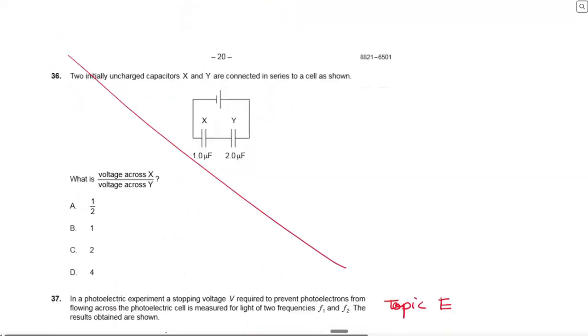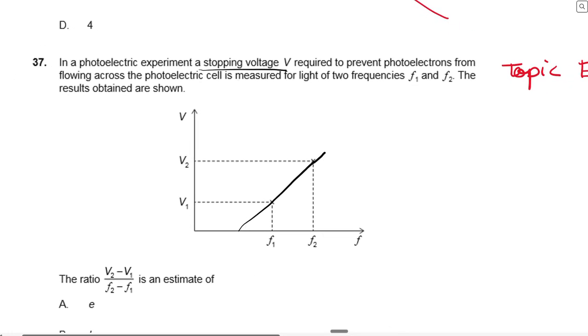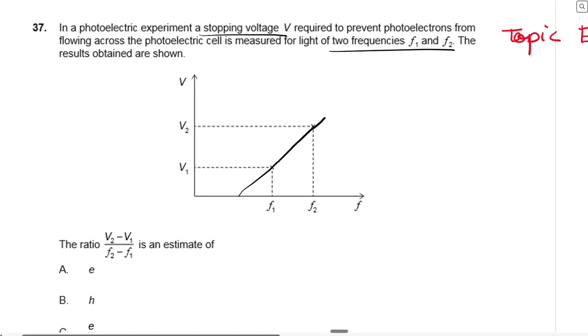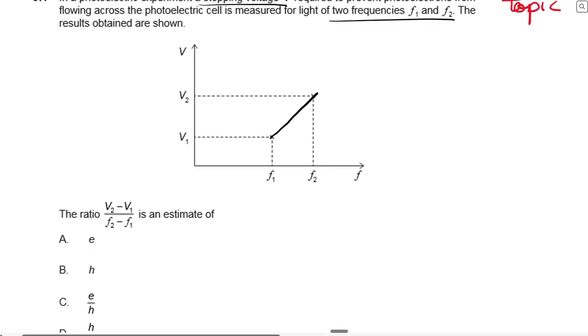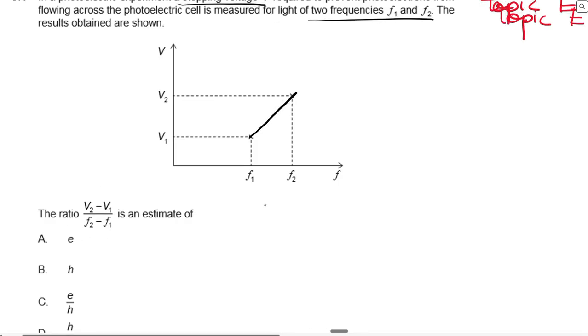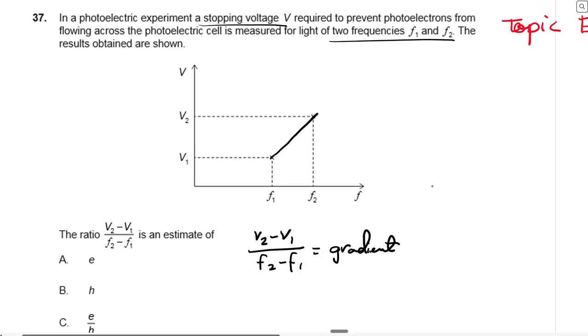We have one here. In the photoelectric experiment, the stopping voltage V required to prevent photoelectrons from flowing across the photoelectric cell is measured for 2 frequencies. Okay, the results are obtained, and I drew this line so we can see our gradient. The ratio is an estimate. So this is the gradient: V2 minus V1 over F2 minus F1 is equal to our gradient. And what is our gradient?